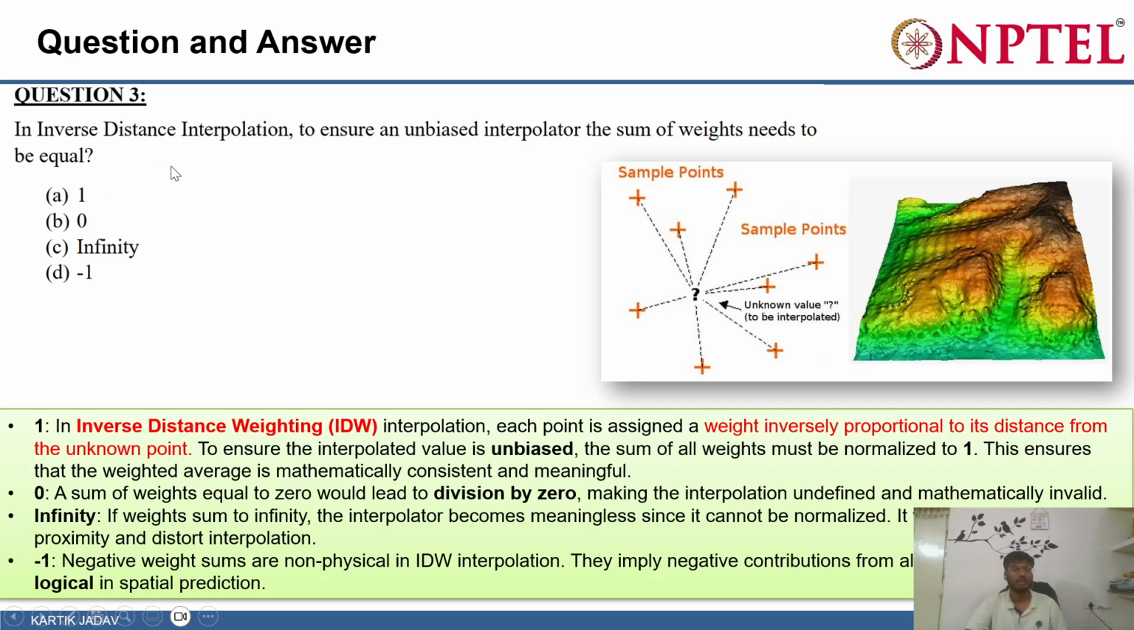So in the inverse distance interpolation technique, the sum of weights needs to be equal to 1, right? Because each point is assigned a weight inversely proportional to its distance from the unknown point. To ensure the interpolated value is unbiased, the sum of weights must be normalized to 1. That ensures the weighted average is mathematically consistent and meaningful. So the correct answer for this is option A.